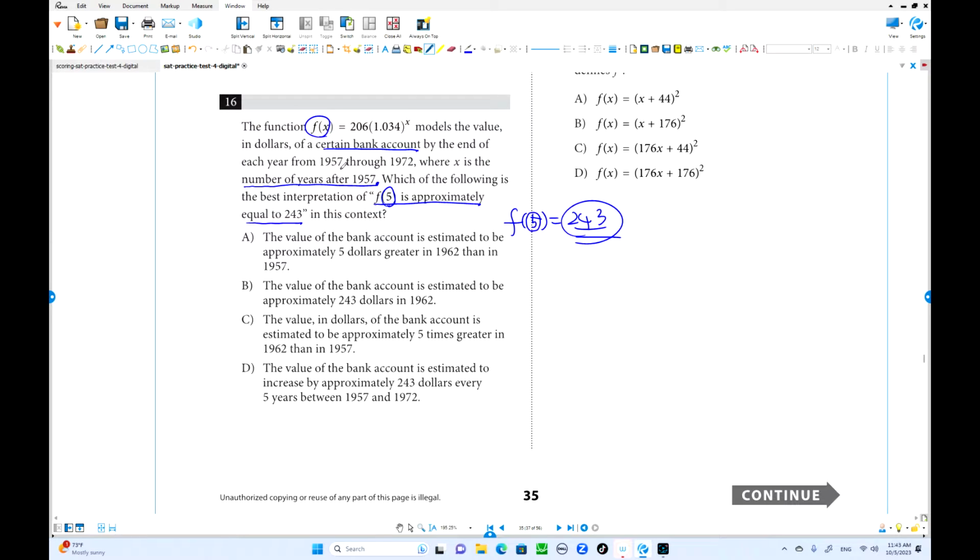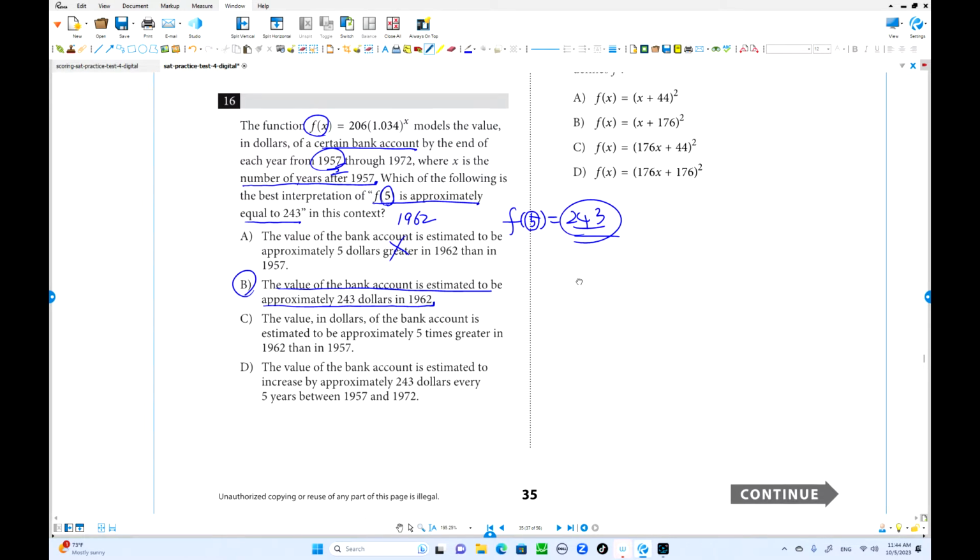This is from 1957, I think. Yes. So 5 years over here, 5 plus 1957 is 1962, right? In 1962, the bank account balance is 243. This is not this one. To be approached $200 in 1960, right? That is correct. That's the balance. Not 5 times, not between this one.